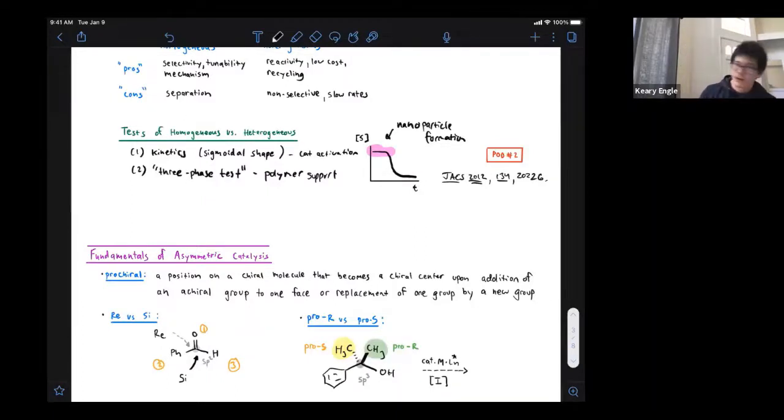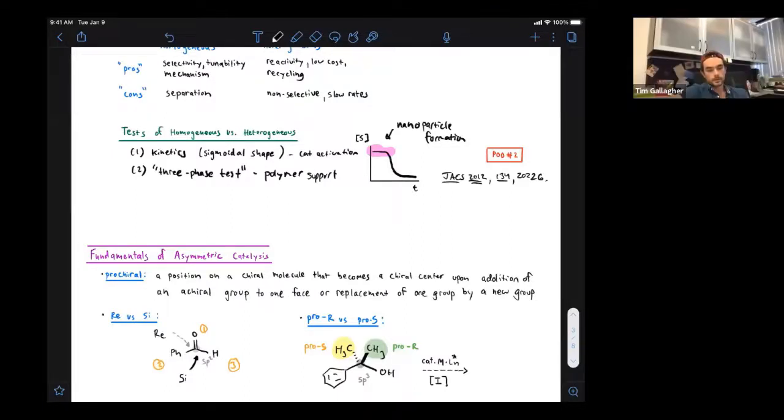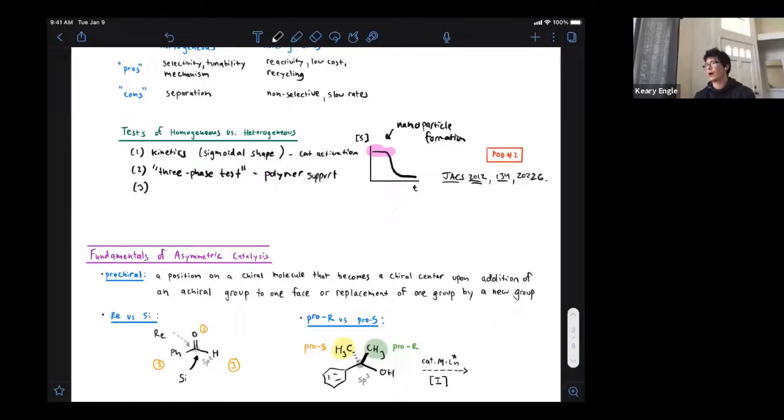Anyone got any other thoughts? I had a question. Someone, yeah, what's up, Tim? Change it from a symmetrical molecule and just put different substituents on each of the rings and see if it's selective? You could, but you might struggle to know a priori what you would expect a heterogeneous versus a homogeneous catalyst to be selective for.